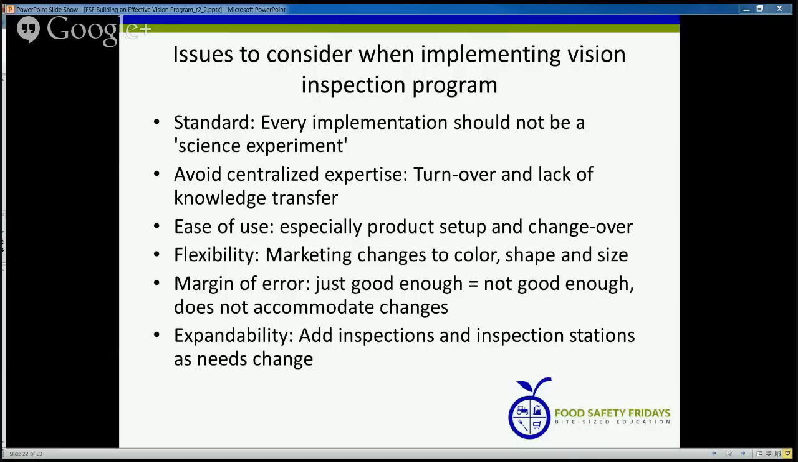Margin of error. I mention this because just good enough is not good enough when it comes to an effective vision system. If it doesn't accommodate changes, then over time it will become less and less useful, and it won't be inspecting as expected or produce the results expected. And then finally, expandability: added inspections and inspection stations over time as needs change. The vision system should be able to handle those without, again, too much trouble.